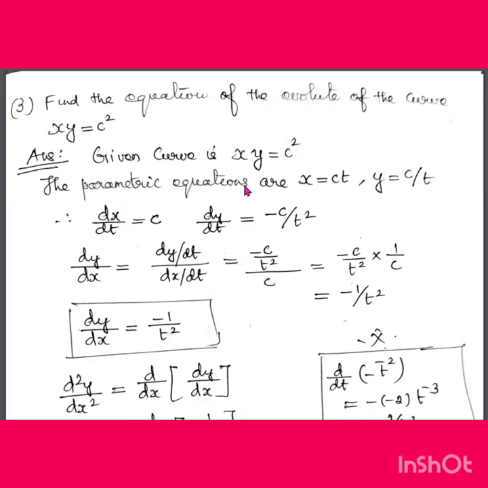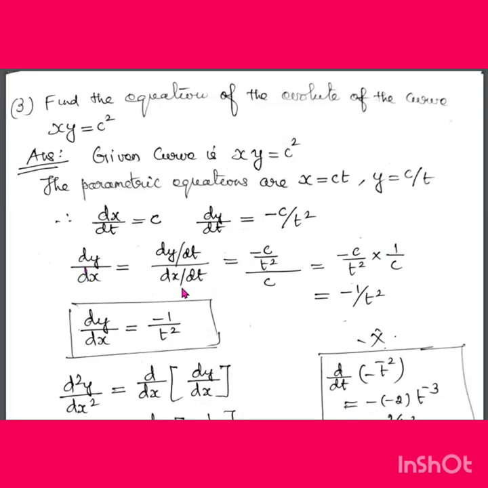Given a rectangular hyperbola is xy is equal to c square, the parametric equations of rectangular hyperbola are x equal to ct, y is equal to c divided by t. Differentiate: dx divided by dt is equal to c, and dy divided by dt: 1 by t can be differentiated as minus 1 by t square, so minus c divided by t square.